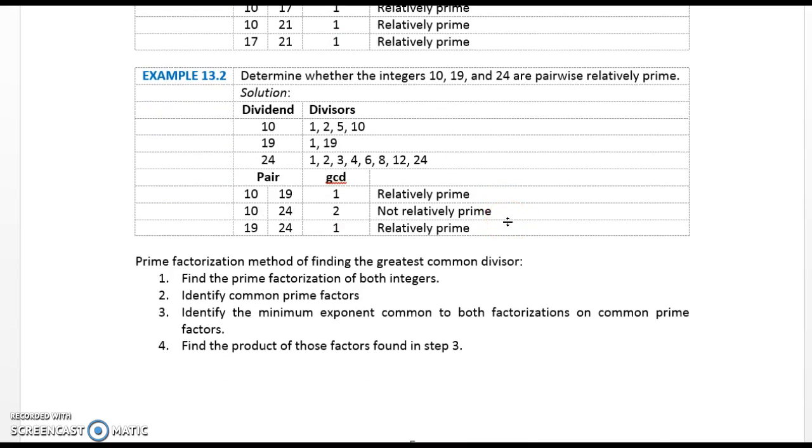13.2, determine whether the integers 10, 19, and 24 are pairwise relatively prime. The divisors of 10 are 1, 2, 5, and 10. The divisors of 19 are 1 and 19. And the divisors of 24 are 1, 2, 3, 4, 6, 8, 12, and 24. So 10 and 19, yes, they're relatively prime. 10 and 24 have a common divisor of 2, so they're not relatively prime. And 19 and 24 are relatively prime.